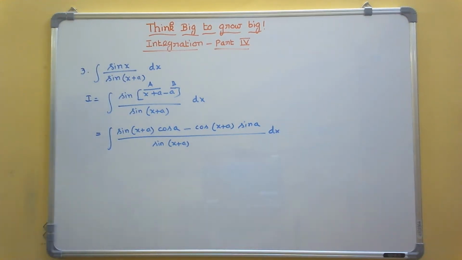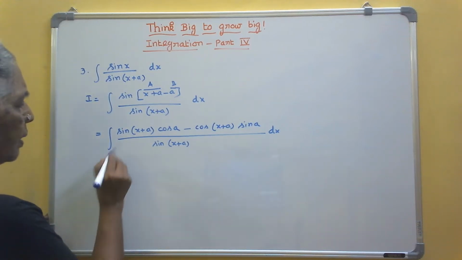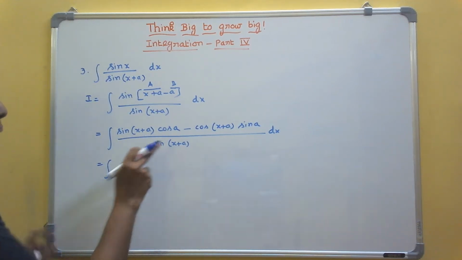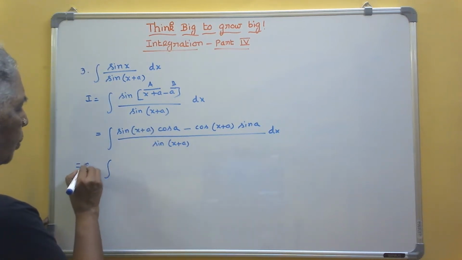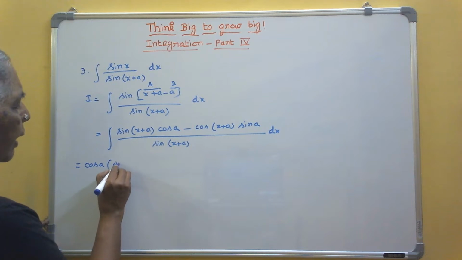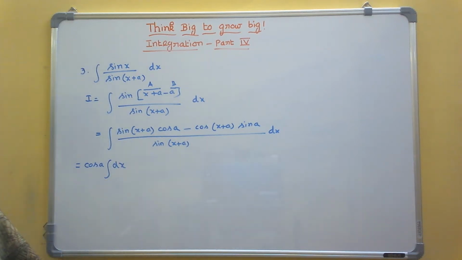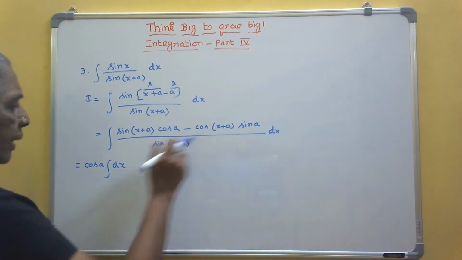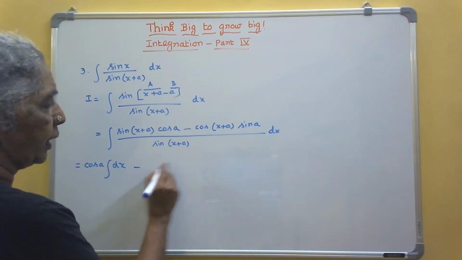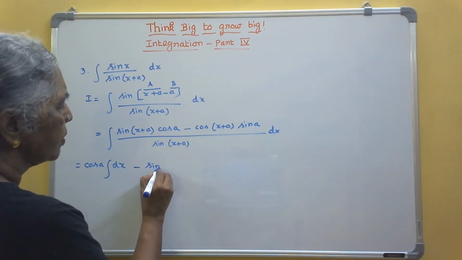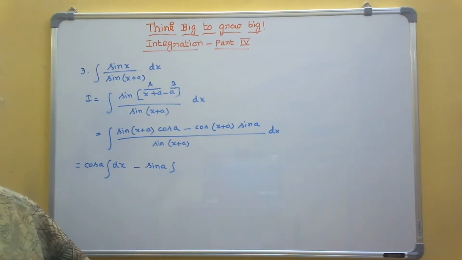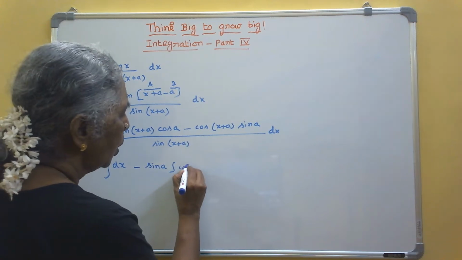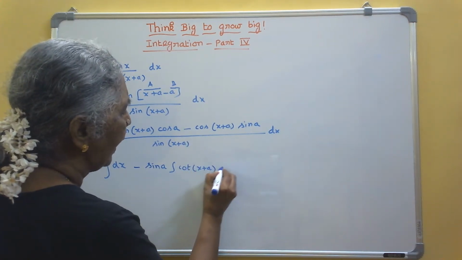Okay. Now we can split this into two integrals. In the first part, this sin of x plus a and this sin of x plus a will get cut. Cos a is a constant, so actually I can write it outside the integral. I will be only getting integral dx. Okay. Coming to the second part, there is a minus sign, let us put it. Sin a is a constant, I will write it outside the integral. Cos of x plus a by sin of x plus a is nothing but cot of x plus a dx.